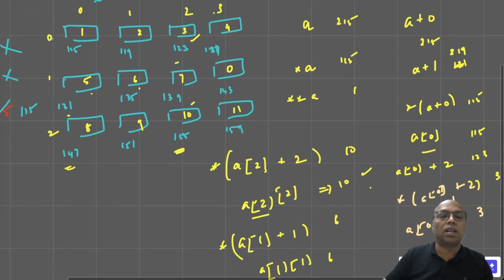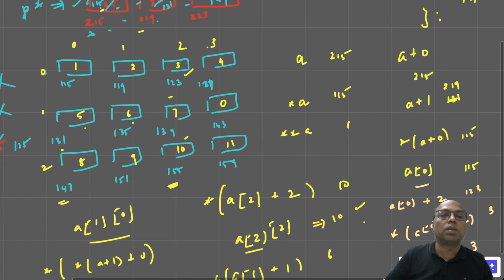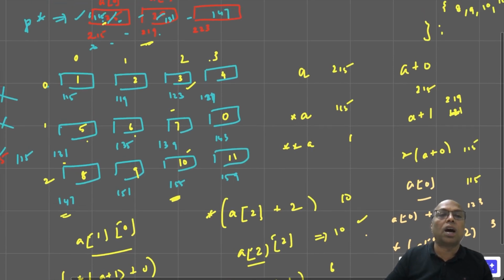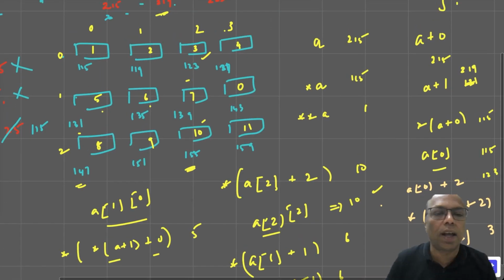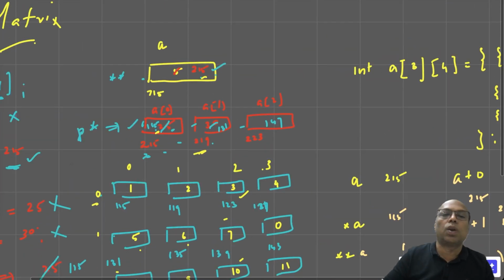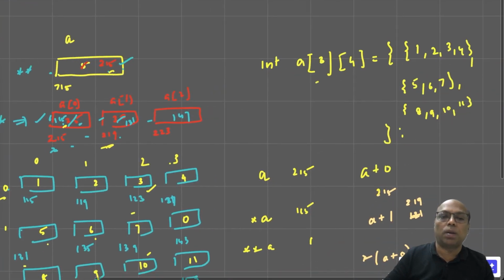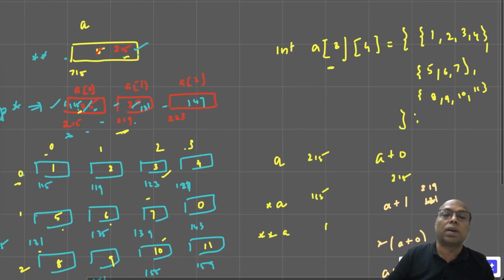I need A of 1, 0 right here. A of 1, 0, how will it be expanded? Star of A plus 1 plus 0. A is 215. 215 plus 1 is 219. 219 star is 131. 131 plus 0 is 131, star is what? That means your row index starts with 0 and ends with row size minus 1. This is my row size. Your column index starts with 0 and ends with column size minus 1.